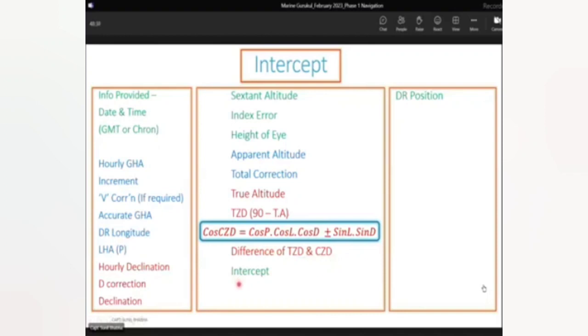Now once the intercept is obtained, we have to name the intercept. It is named in two ways. Either it can be towards the body or it can be away from the body. So towards the body or away from the body. Now what decides whether it will be towards or away?